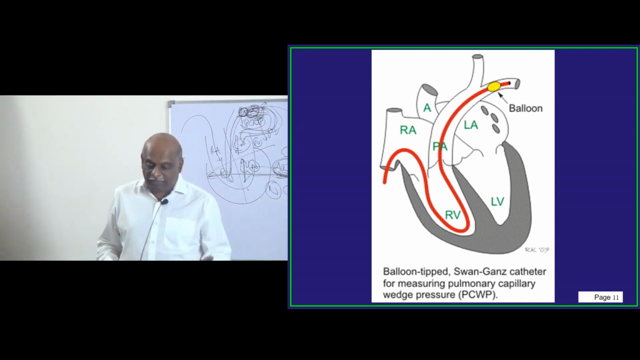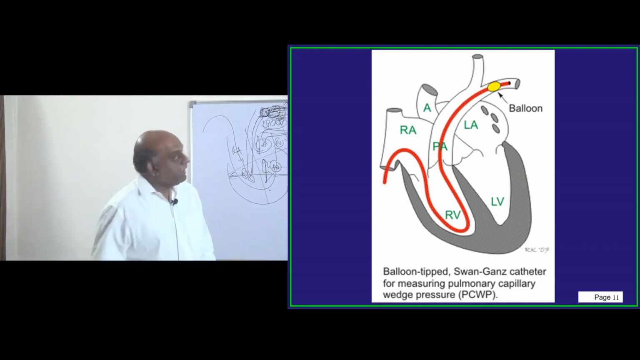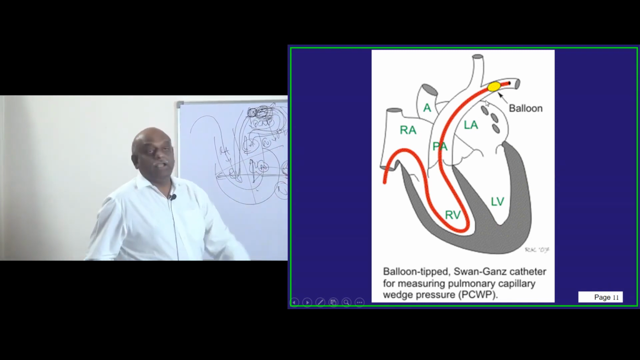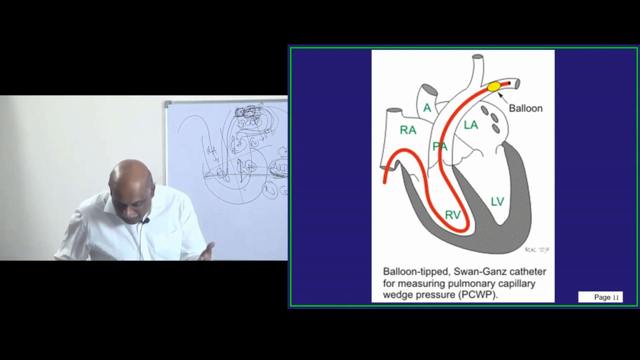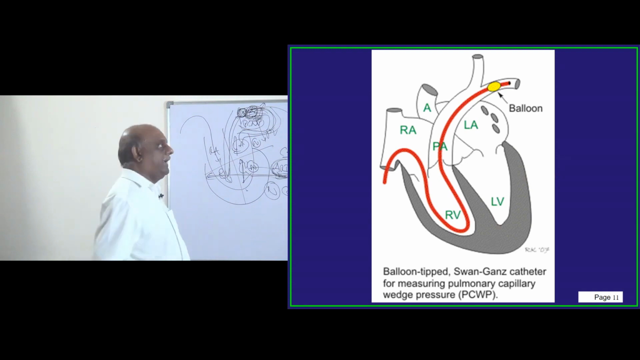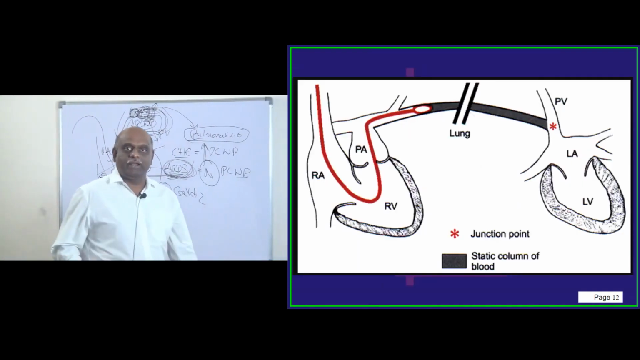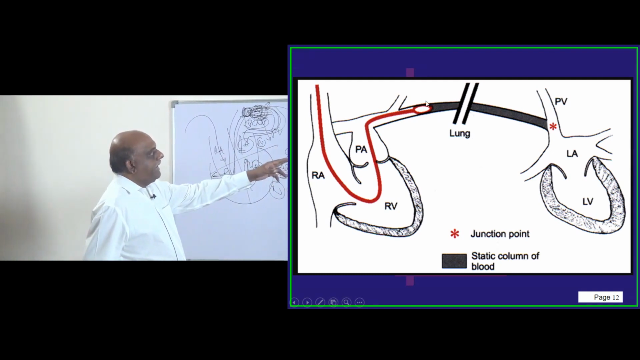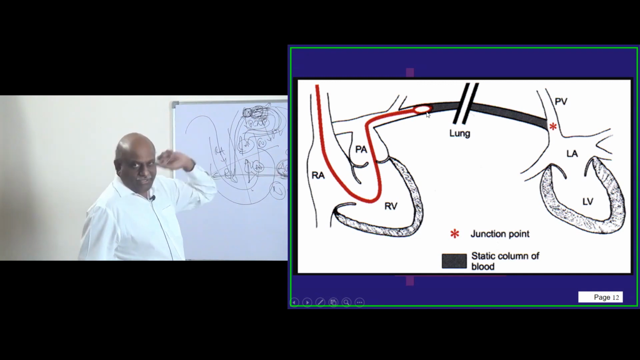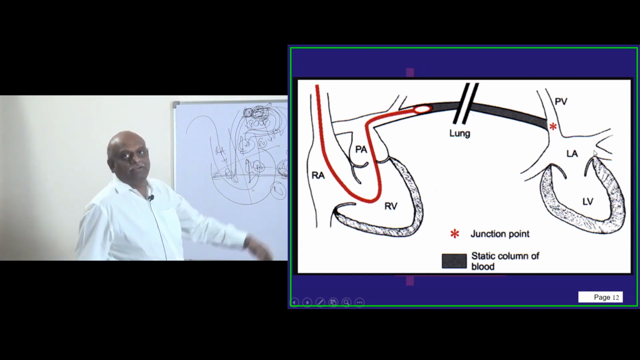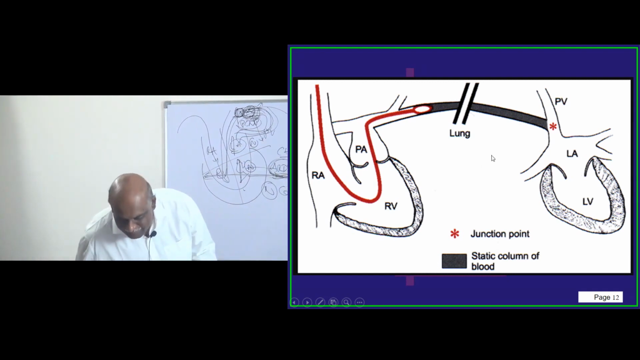So whenever you are passing the balloon-tipped Swan-Ganz catheter, it is ultimately measuring the pulmonary capillary wedge pressure, and if it is more than 25 millimeters of mercury, it is very dangerous, absolutely. So your lung is here, the capillaries are here, and from the pulmonary artery the catheter comes and wedges at the pulmonary capillary, and it is indirectly reflecting the pressure inside the pulmonary vein and the pressure inside the left atrium, is what you have to emphatically remember.